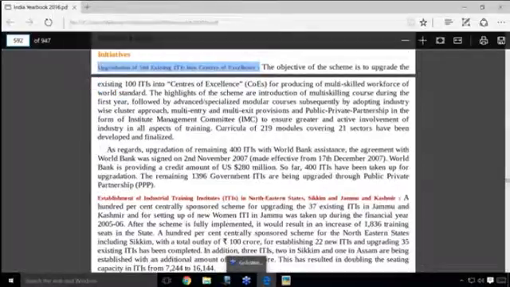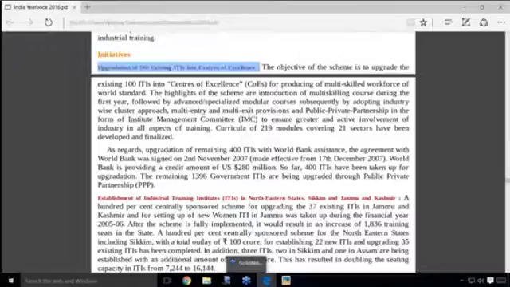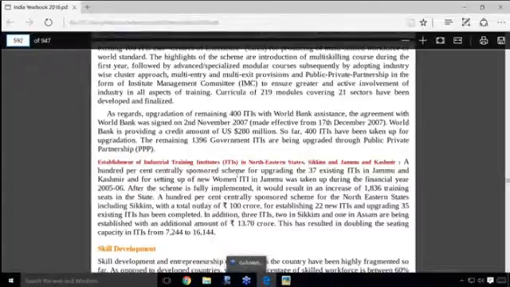Either you get it in the third paper, economy, or you may get it in an essay when it is talking about how to maximally utilize the demographic dividend of the country and what measures the government of India has taken. Then you have to write about it. Then establishment of ITIs in northeastern states, Sikkim and in Jammu and Kashmir.